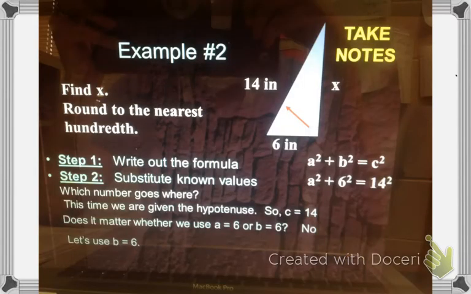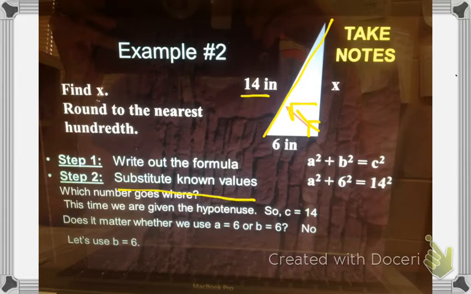All right, so example number 2. We have to follow our steps. We've got step 1, write the formula. We wrote the formula. Step 2, substitute the known values. In this one, my longest side, across from my 90 degree, is that 14. So that 14 is my C, so I have to plug it in where C is. So that's what I did here when I substituted my known values.